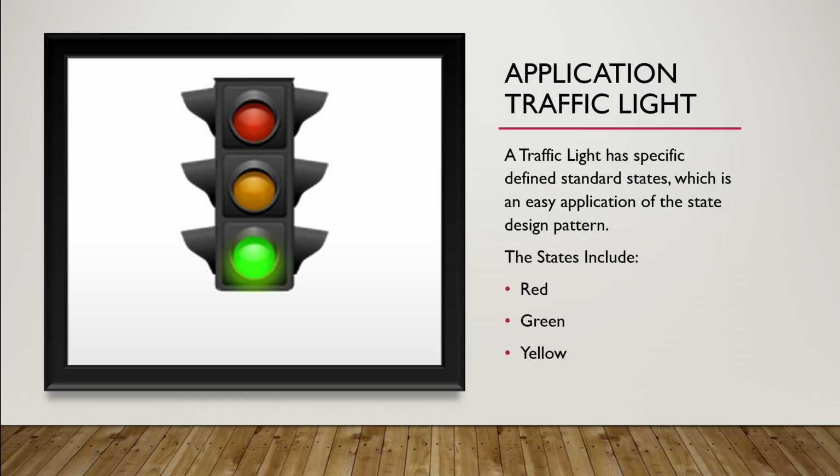I chose my application to be the traffic light, and as I stated earlier, you could have multiple other use cases, such as a vending machine, media player, or ATM. But a traffic light is pretty easy to understand, and has three standard defined states: the red state, green state, and yellow state.